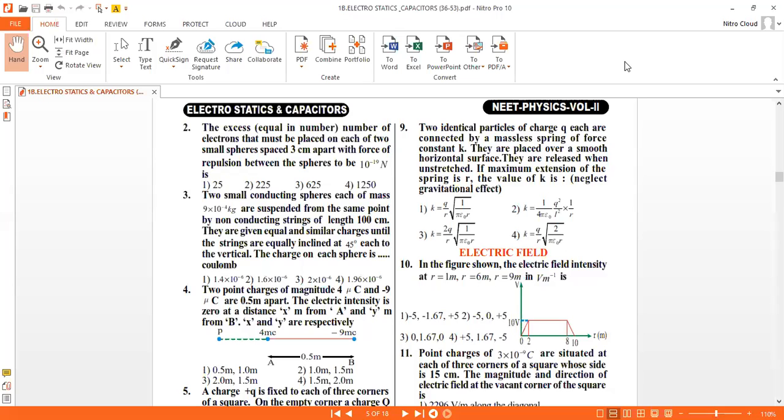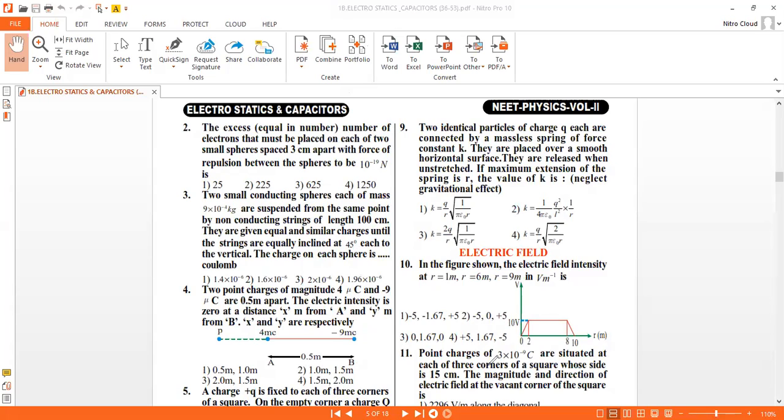Last class, we discussed the Coulomb's law numericals. Even in today's class, we'll discuss some of the numericals. We'll try to complete questions 3 to 9, and then we'll go to the electric field, the next topic after Coulomb's law.